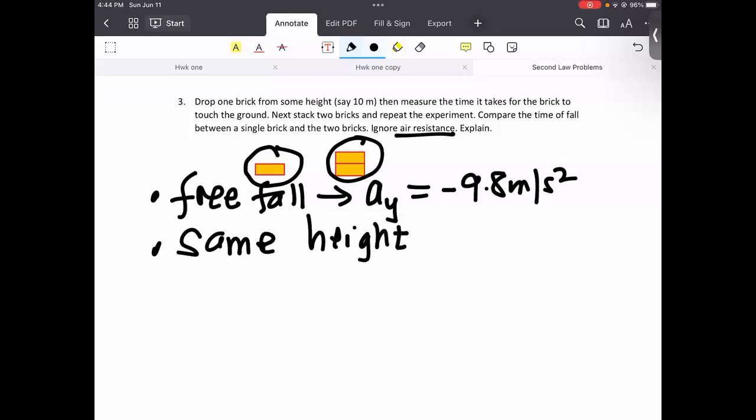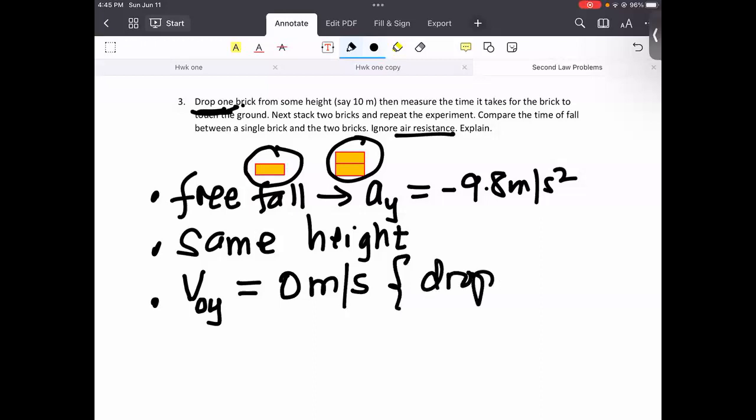Also we have to remember that the initial velocity is 0 because we're just dropping. The idea is you drop these objects, so if you drop, that means initial velocity is 0. We write that as v initial, and then we put a y here, which stands for initial velocity. So for both of them, the initial velocity is 0 meters per second because you're dropping from rest. That's what happens when you drop an object from rest. The initial velocity is 0.